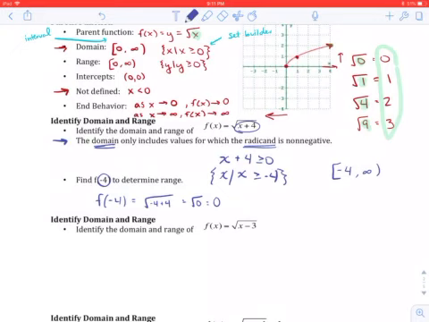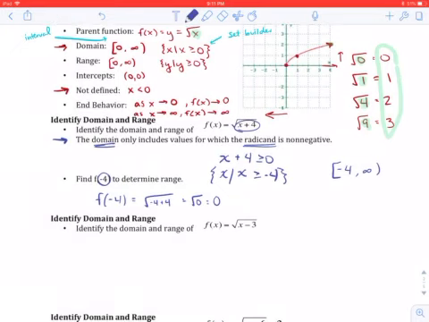Since I'm not doing anything else fancy to this, this is actually just going to shift the graph. We'll talk about that in a moment. So the range is actually going to be y such that y is greater than or equal to 0, or, of course, 0 to infinity for that range. So either way you want to write that, that's just fine.